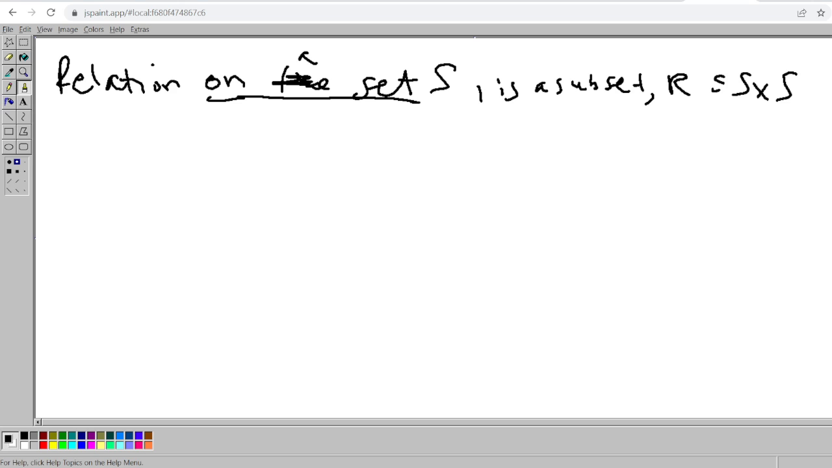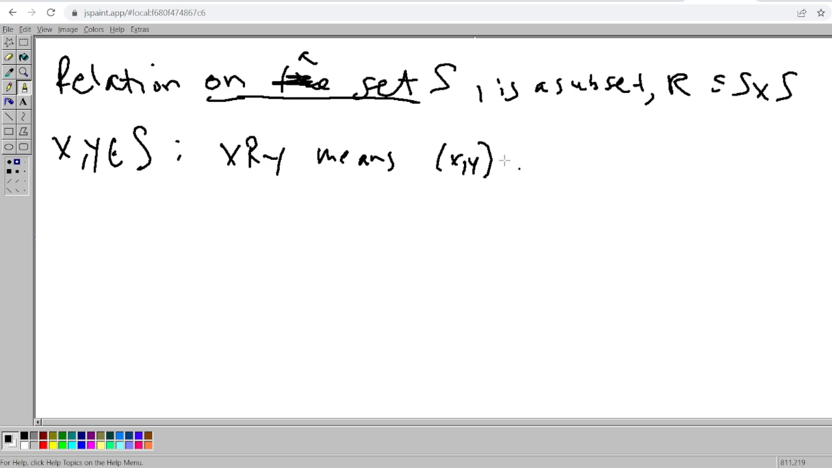So basically, what does that mean? We have x, y, who are both in S. It means that x is related to y, that is our notation. And that means that (x, y) is an element of the relation. And if x is not related to y, it means (x, y) is not a member of the subset R.